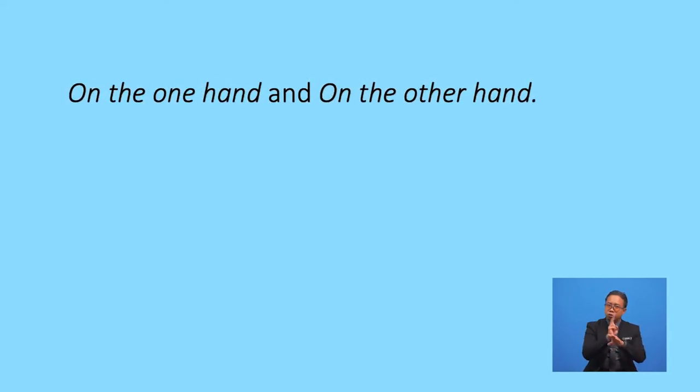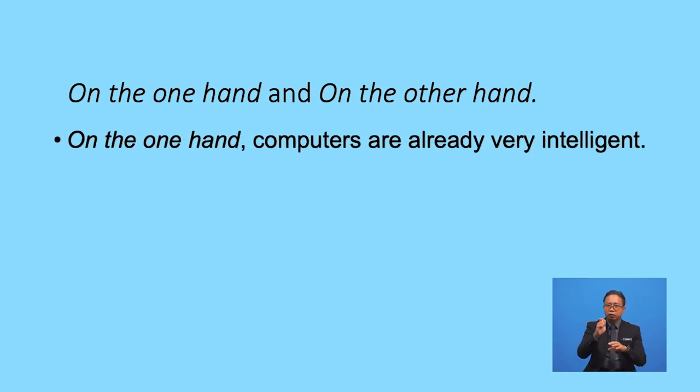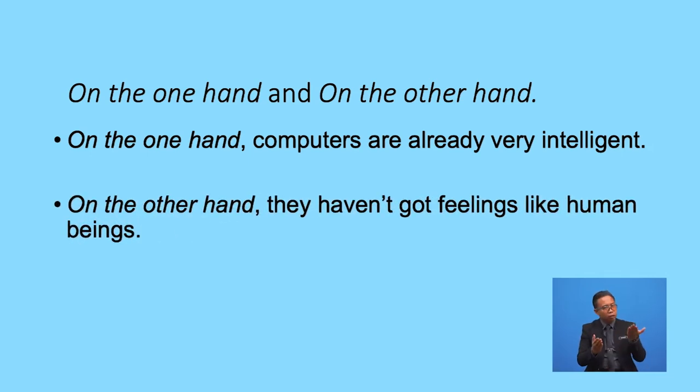And lastly, you need to check your writing. Make sure that you have the correct layout: introduction, two main paragraphs, and a conclusion. Make sure you use on the one hand and on the other hand. For example, on the one hand, computers are already very intelligent. On the other hand, they haven't got feelings like human beings.